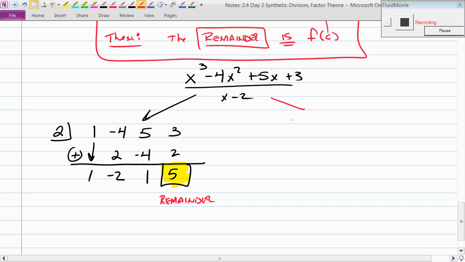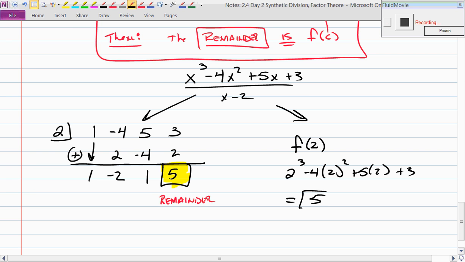Okay, now watch this. According to the theorem up here, I could easily get this by just evaluating f of 2. So check this out. If I take 2 cubed minus 4 times 2 squared plus 5 times 2 plus 3, guess what I'm going to get? Holy cow, I get 5. That is ridiculous. Are you seeing the connection here?